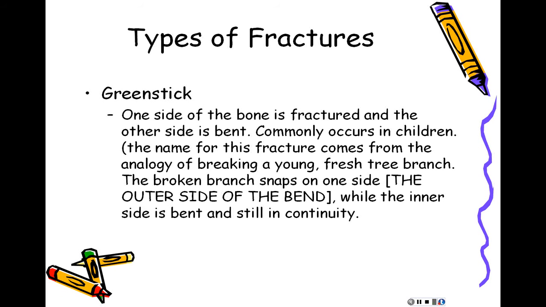Some of you may have heard of a switch before. If you know what a switch is, this is when you tear a fresh limb off of a tree, and if you think of how the end of that limb looks once you take it, that's kind of what a Greenstick fracture looks like. One side is fractured and the other side is bent. And as I said, it typically occurs in children because children have bones that are still in the developmental stages, and their bones tend to be softer than an adult's.